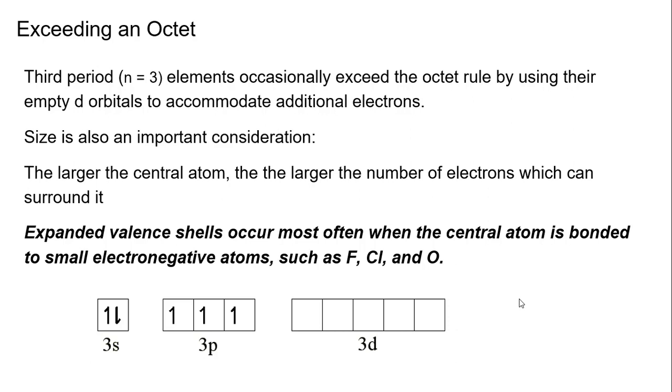Now here's a rule, a tip, and I have it in bold: expanded valence shells occur most often when the central atom is bonded to a small electronegative atom such as fluorine, chlorine, or oxygen. When you're dealing with these and things aren't making sense, keep going, because most likely you are exceeding the octet and it's going to work. It's meant to work. There are compounds that do not follow the octet rule depending on what it's been given. So size is also important here.